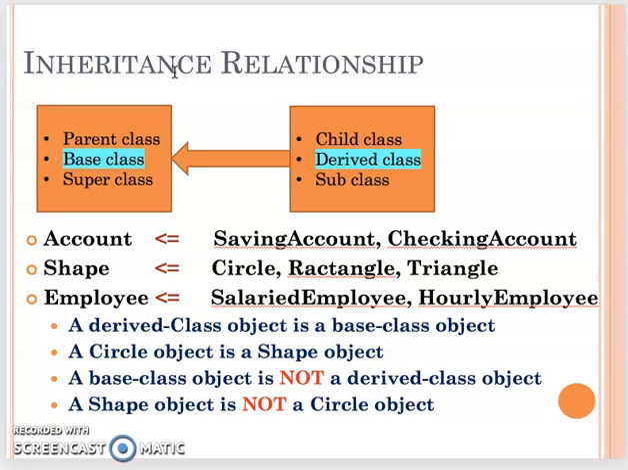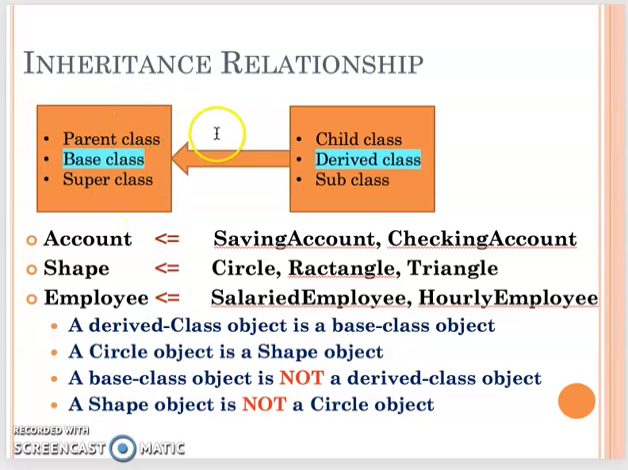Last week we talked about the inheritance relationship. We have the parent class, or in C++ we call it the base class. Then we have a child class inherited from the base class. For example, the account class is a base class, so the saving account and checking account all inherit from the account class. Same as the shape class is the base class, and circle and rectangle all inherit from the shape class.